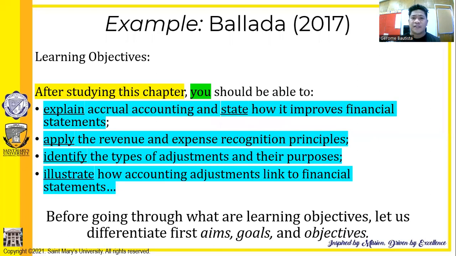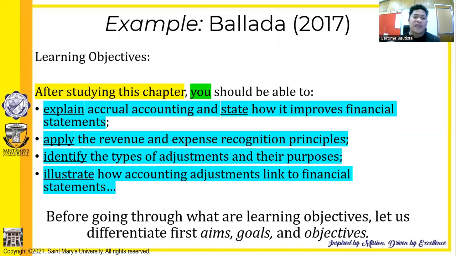So for example, I would like to begin with this example from Balyada 2017 with the following learning objectives for a lesson in that book. After studying this chapter, you should be able to. So the book is stating it as you, as if it is communicating to the learners.